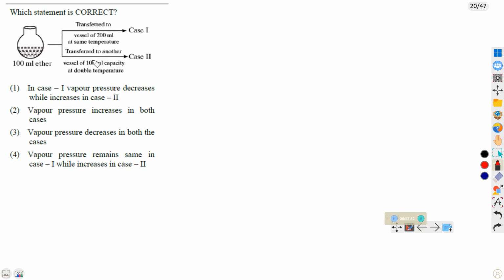Which statement is correct? Okay, initial volume is 100 ml. In the first case, volume increases. In the second case, temperature increases. We know that vapor pressure is directly proportional to temperature.